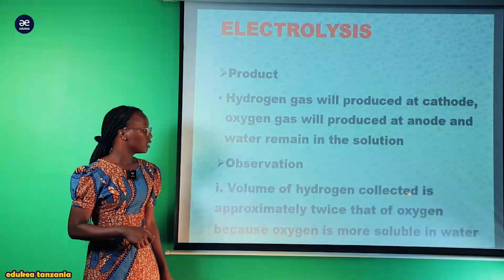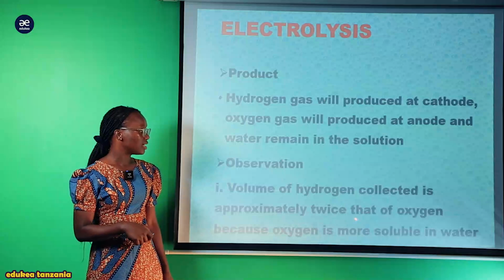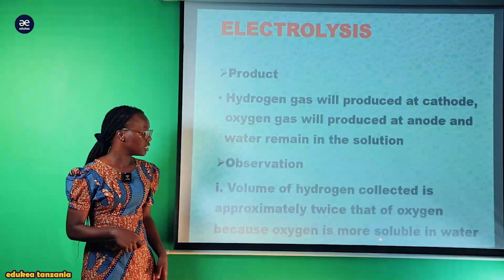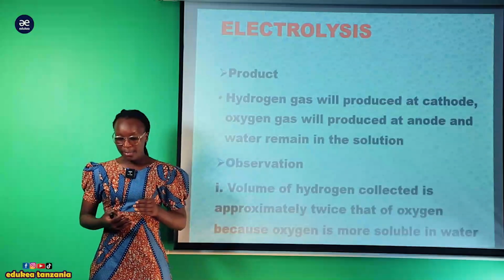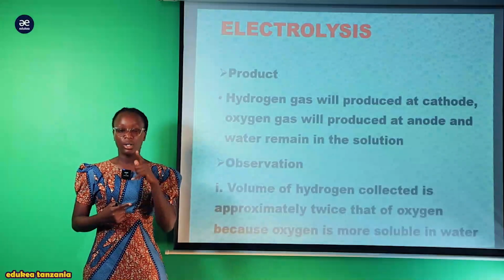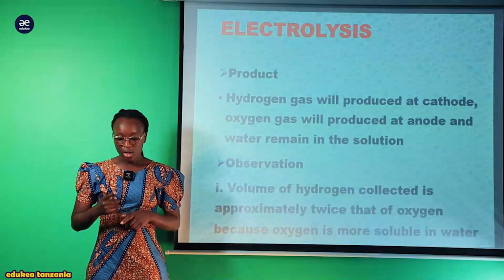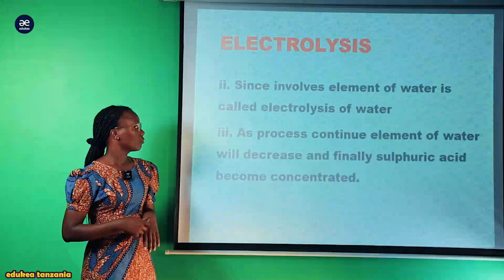The volume of hydrogen collected is approximately twice that of oxygen, because oxygen is more soluble in water, kwamba volume ya hydrogen ambayo imekuwa collected yenyewe ni mara mbili ya ile oxygen, simply kwa sababu gani? Oxygen imekuwa ni soluble in water.